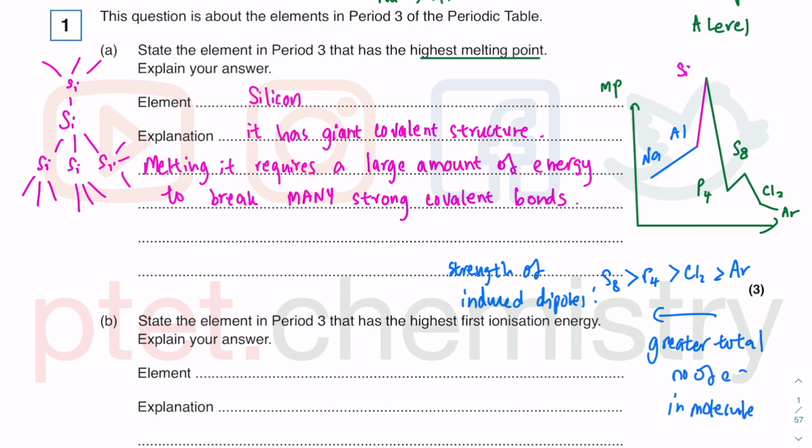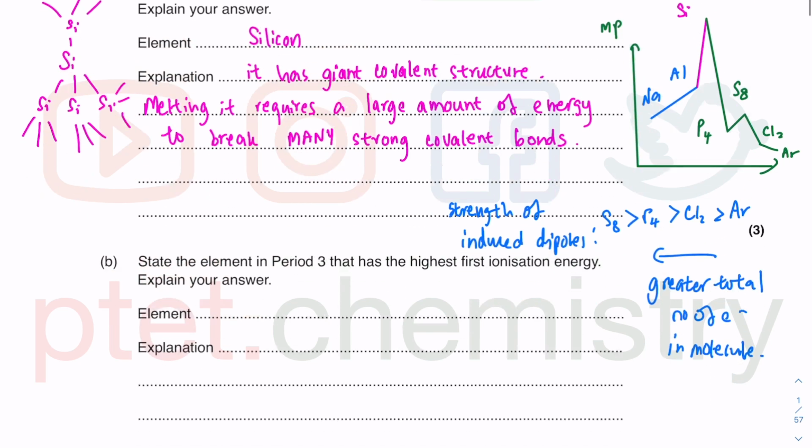Well, anyway, the question is not asking you about the rest of the elements. Regardless, we still need to know the trend of the melting point across the third period.